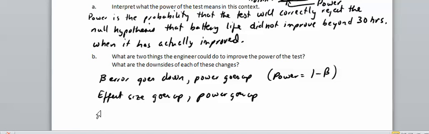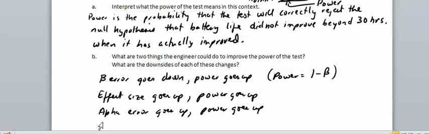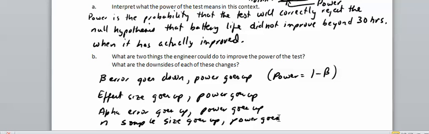If the alpha error goes up, power goes up. And if n, which is our sample size, goes up, power goes up. Okay, this is our B-E-A-N. Okay, so those are the things that improve the power of the test.